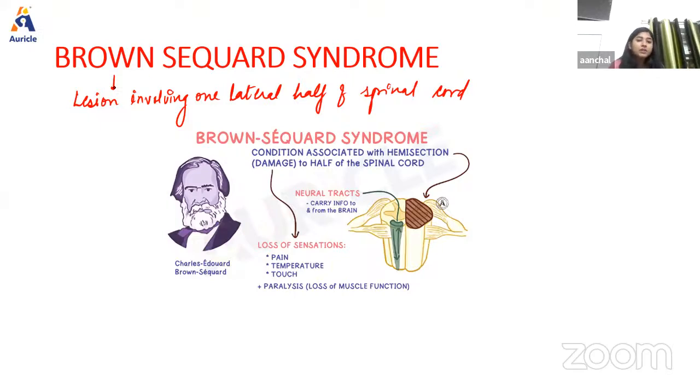So what are the symptoms of Brown Sequard syndrome? As we can see in the picture also, this is a condition which is associated with hemisection damage to half of the spinal cord, and basically it causes the loss of various sensations, like the sensation of pain, temperature, touch, and also it can lead to paralysis or loss of muscle function. So the signs and symptoms which occur after the hemisection of the spinal cord basically constitute the Brown Sequard syndrome.